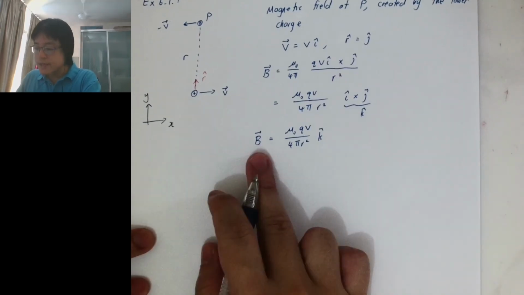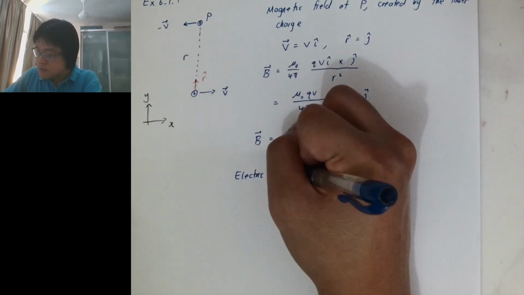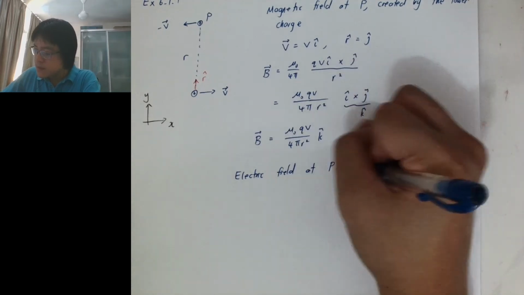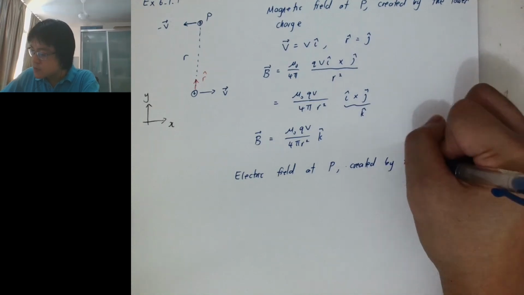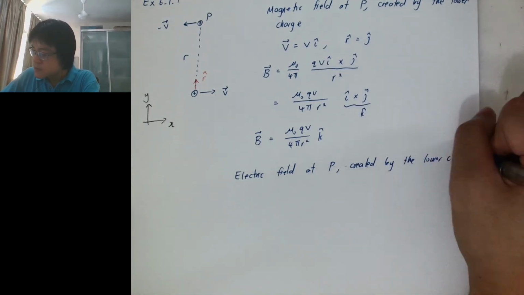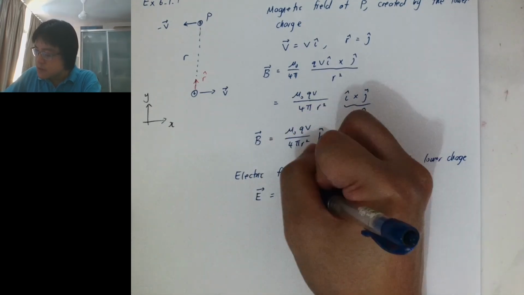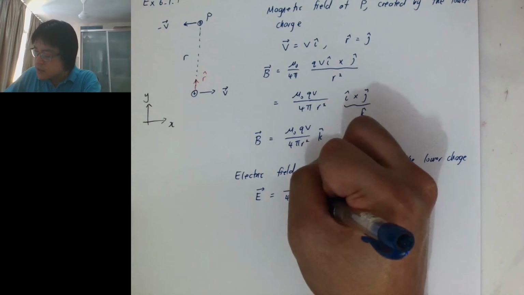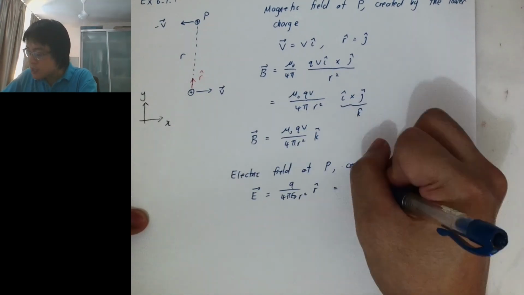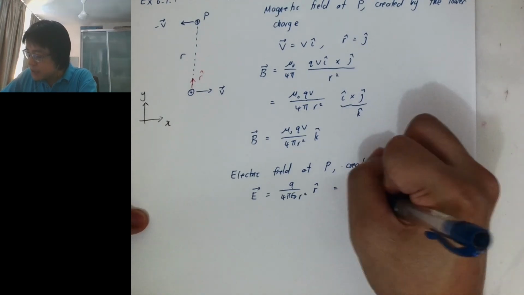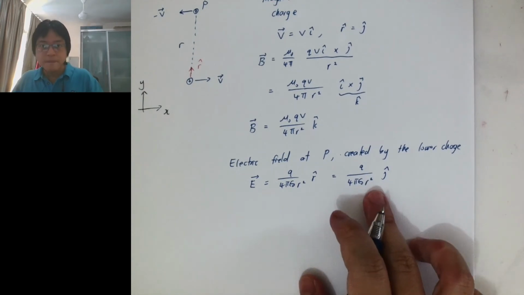Okay, so I got the magnetic field, and then the electric field P created by the lower charge is, what's the electric field? Very easy, right? The Coulomb's law. So q over 4 pi epsilon r square, and then the direction is r hat, but we have said that my r hat is the j, so it's just q over 4 pi epsilon r square in the j direction, right? So very simple, right?